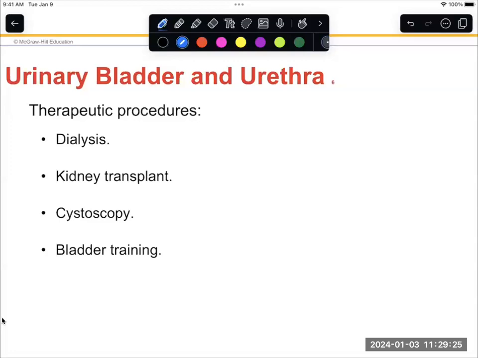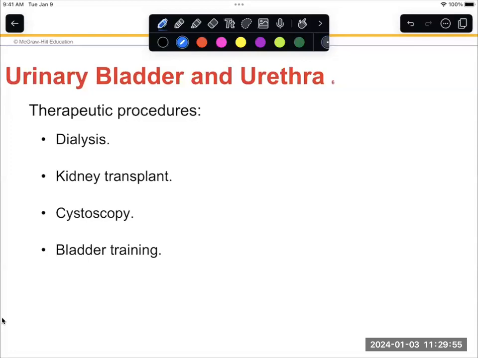Other therapeutic procedures for treating disorders of the urinary bladder include that cystoscopy, where they remove a stone and perform a transurethral resection of the prostate in the male to remove tissue from the inner portion of the prostate gland for benign prostate hyperplasia, BPH.